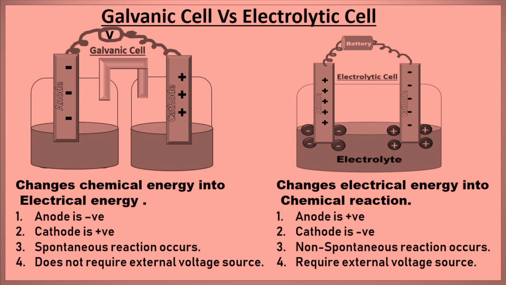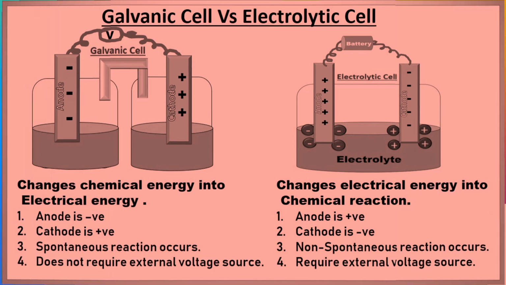In an electrolytic cell, a source of energy is required, while in a galvanic cell, an energy source is not required, and that makes the reactions in a galvanic cell spontaneous and non-spontaneous in an electrolytic cell.